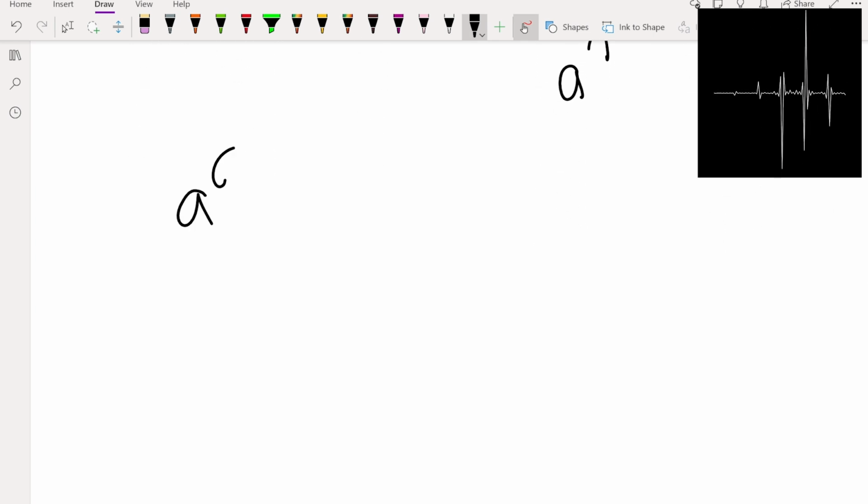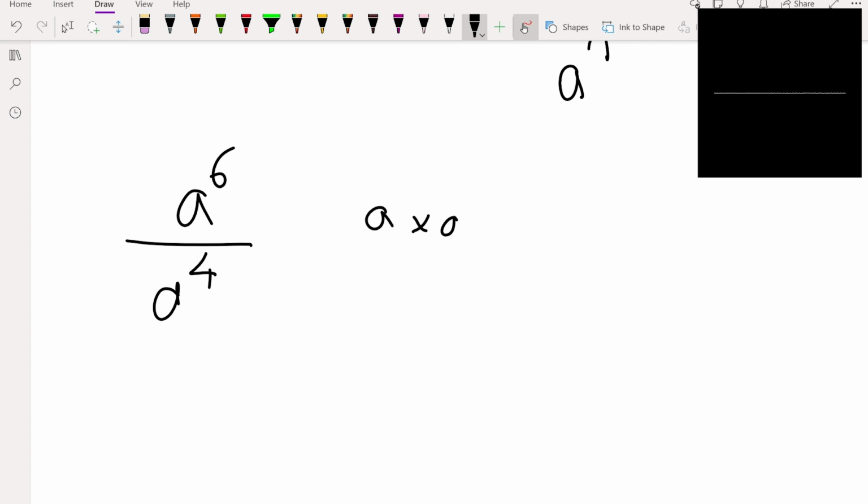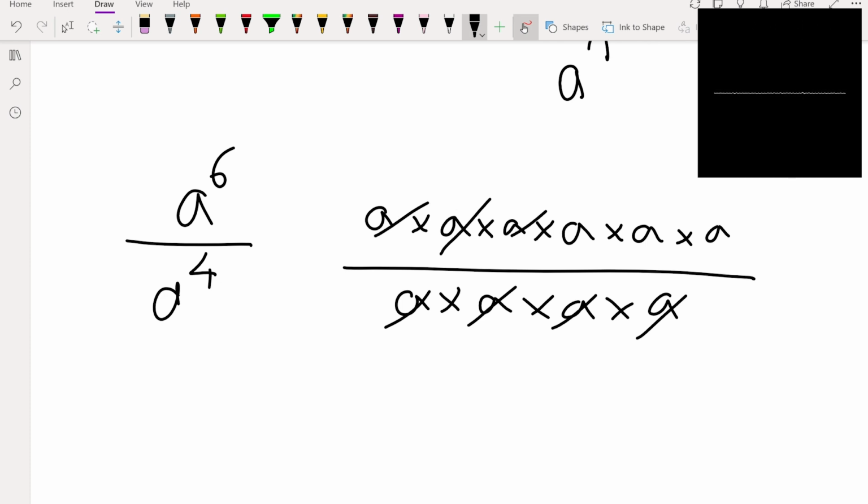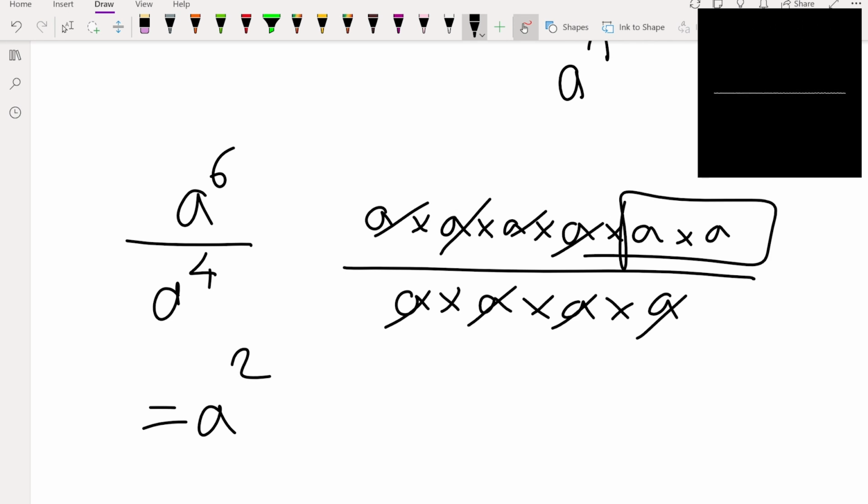Start by taking a to the power of 6 over a to the power of 4. We can rewrite that as a times a times a times a times a times a, 1, 2, 3, 4, 5, 6 times, over a times a times a times a. There we go. Well, wait a minute. We can actually cancel out 4 of these a's. So that just leaves us with a times a, which is equal to a squared.